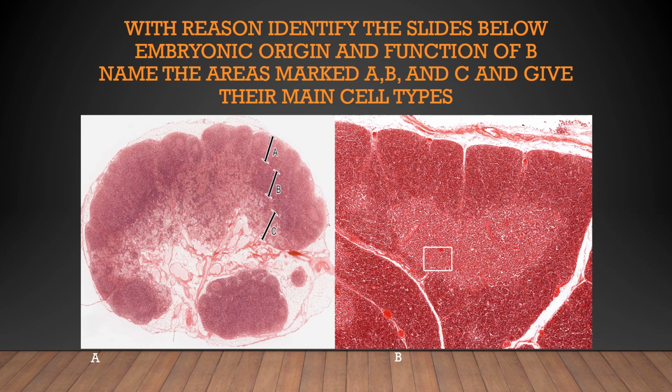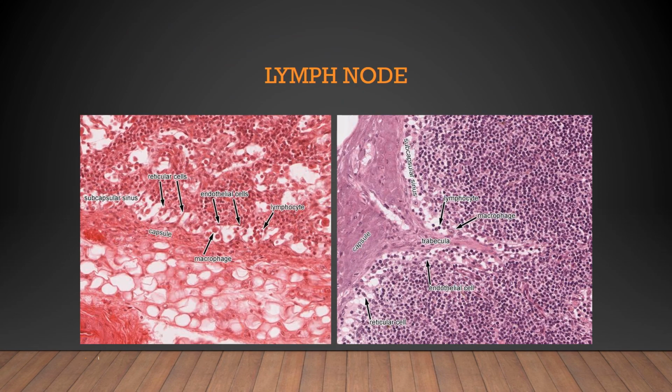So the cell types in the thymus, you have epithelial reticular cells, thymocytes, which are the precursors to T lymphocytes. You also have macrophages and thymic mast cells. Both these slides are of lymph nodes. If you would like to, you may take a moment to study them.